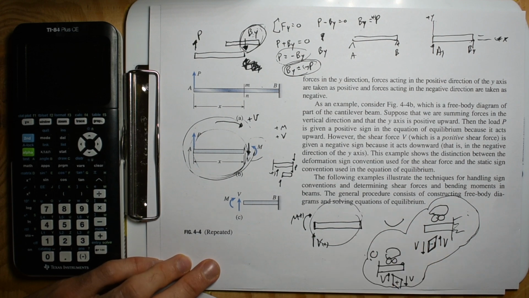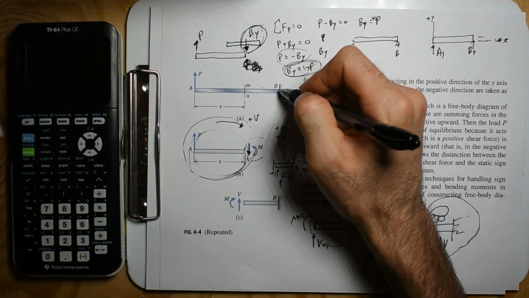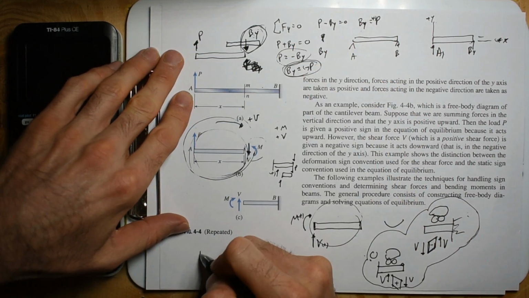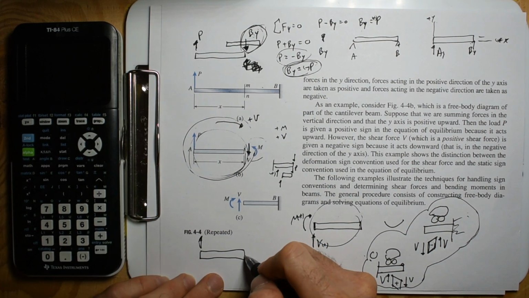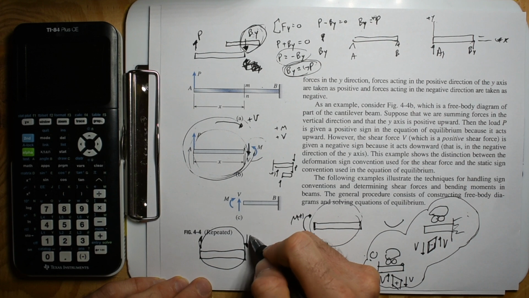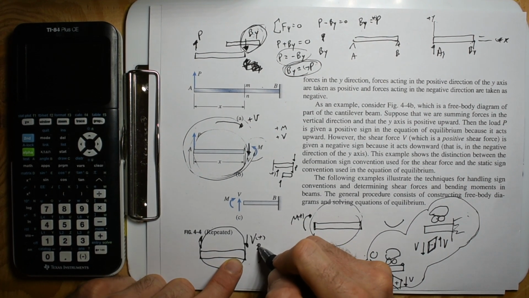So what are we analyzing now? I guess let's just do this one. What I'm going to do is cut it right there. Cool. So I expose this. Draw a circle. Draw a clockwise direction. So downward V is going to be synonymous with positive shear, and then a smiley face M.